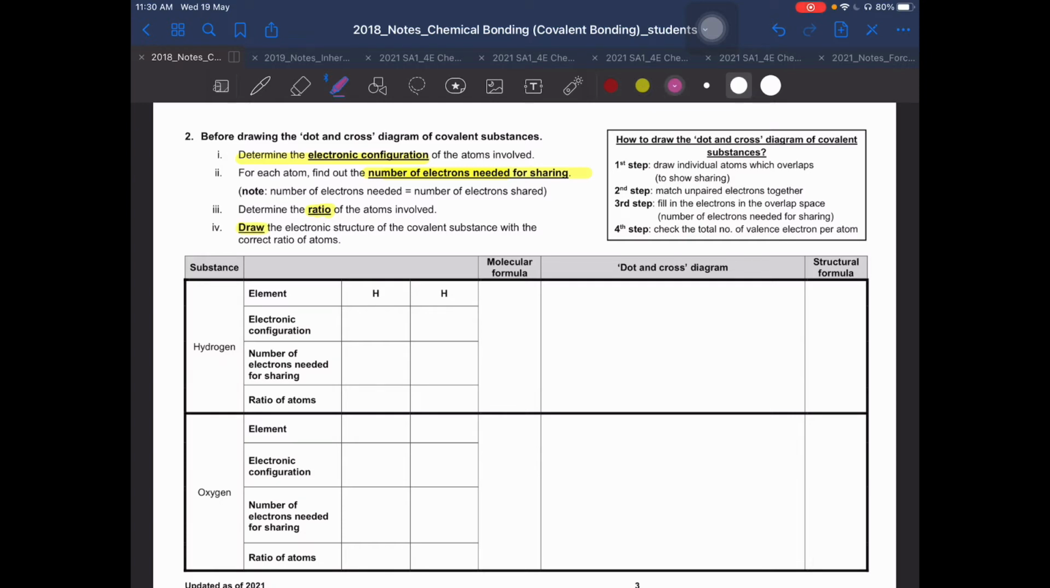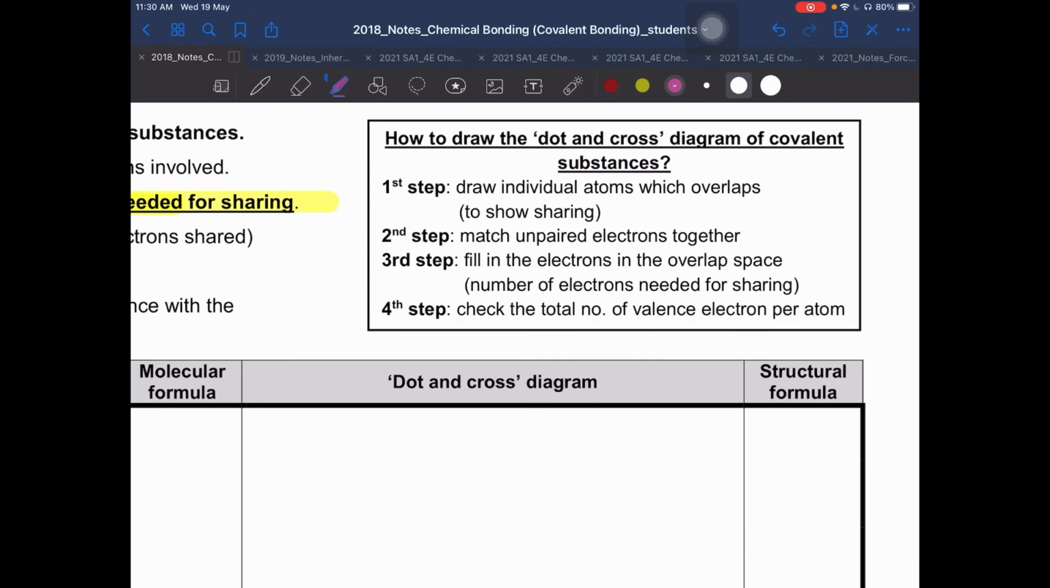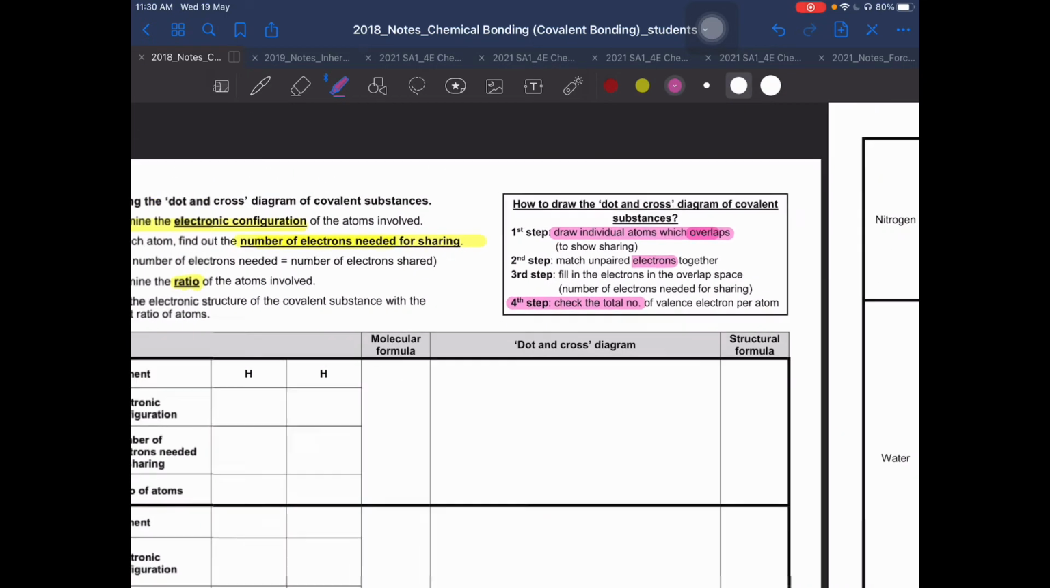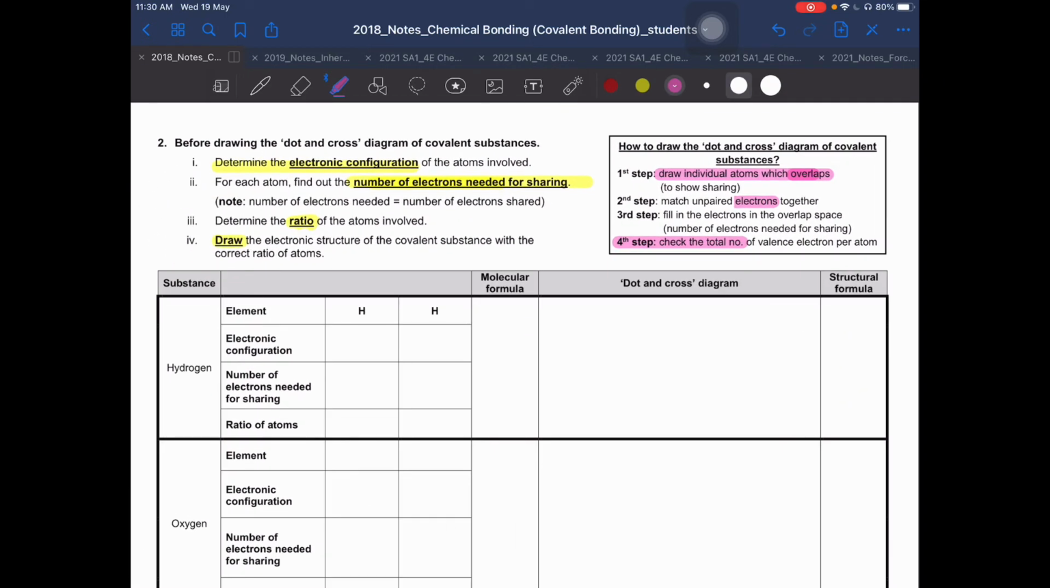Now in terms of drawing, a few things to take note of also. Start by drawing the overlapping atoms. Then slowly put in the electrons first into the overlapping area, then start to put in the remaining electrons, and at the end, please make sure you check. It's important to check so that you don't add in any extra electrons that's not supposed to be there.